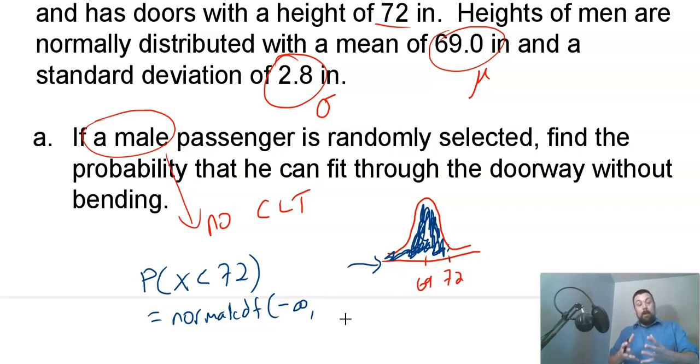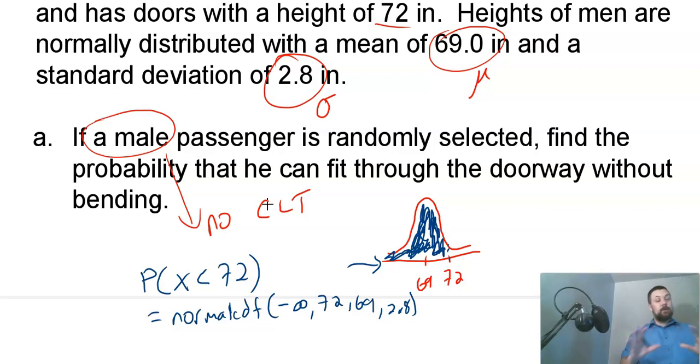But the mathematical model here requires that the normal distribution goes forever to the left, forever to the right, and that it never reaches the x-axis. That's what we need in order for the numbers to work. And so even though heights might stop at 1 foot or 2 feet, we're going to let the lower bound be negative infinity, even though that's going to include a lot of heights that aren't even possible. All right. The upper bound here is going to be 72. The mean, 69. The standard deviation is 2.8. Sorry, the decimal place looked kind of funny there. And that's what we type into our calculator to get the probability.